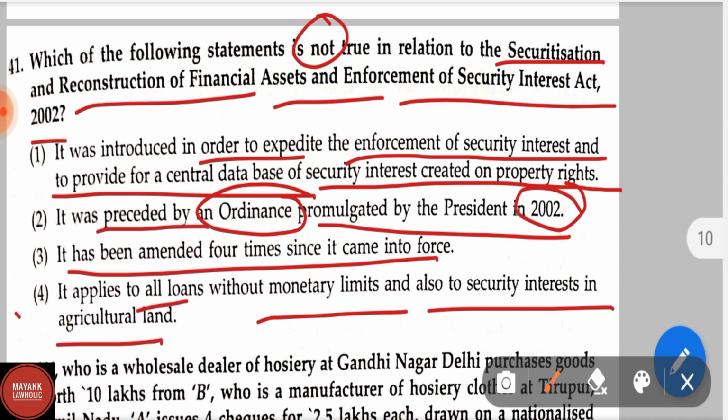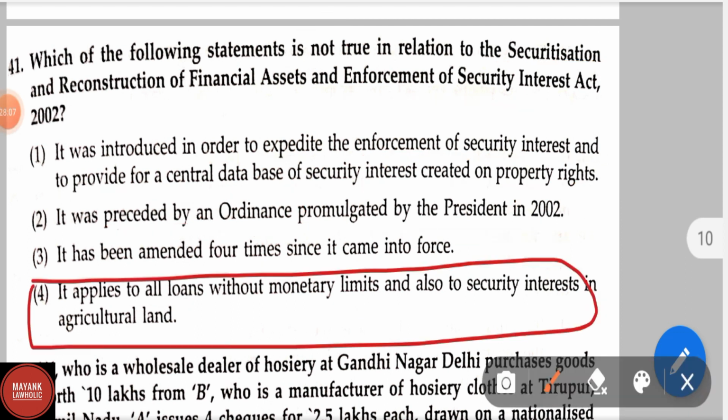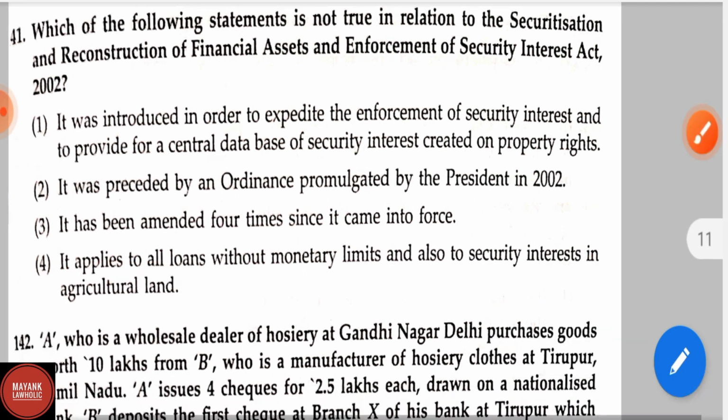The correct answer is option 4: it applies to all loans without monetary limits and also to security interest in agricultural land. This is the correct answer. Now let us see question number 142.